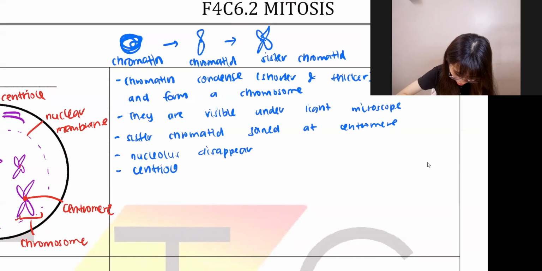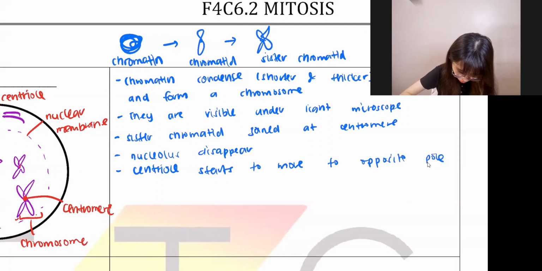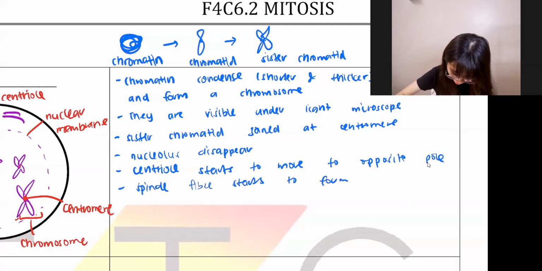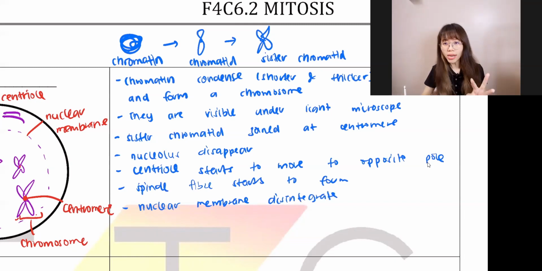And then centriole starts to move to opposite pole. Spindle fiber starts to form. And the last one is the nuclear membrane. Nuclear membrane disintegrate. Okay, so many sentences here, right?